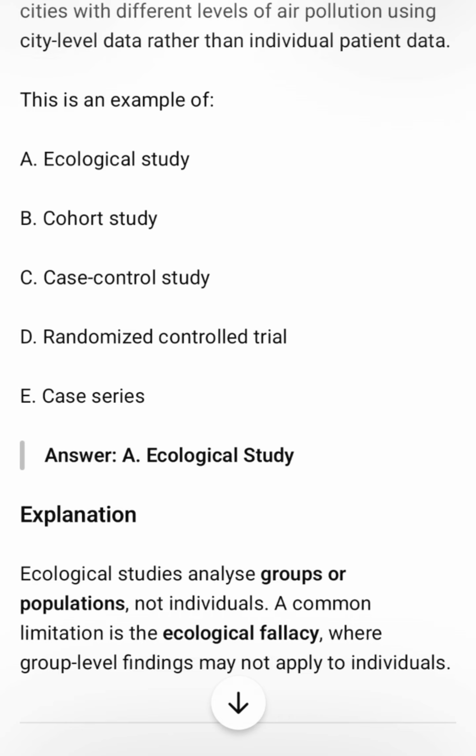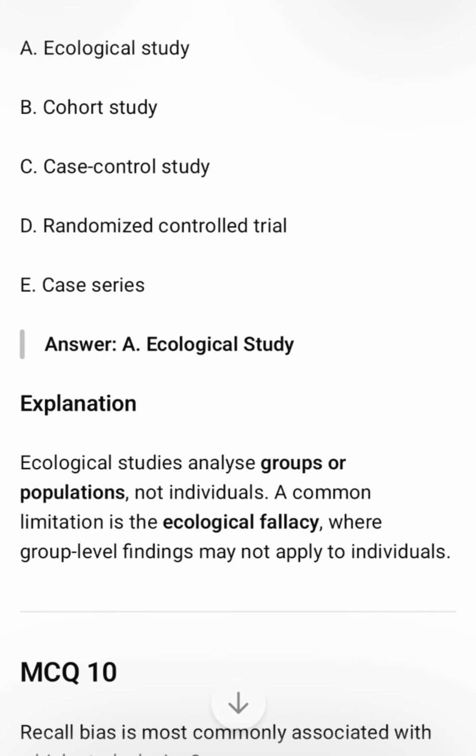Ecological studies analyze groups or populations, not individuals. A common limitation is the ecological fallacy, where the group level findings are wrongly applied to individuals.